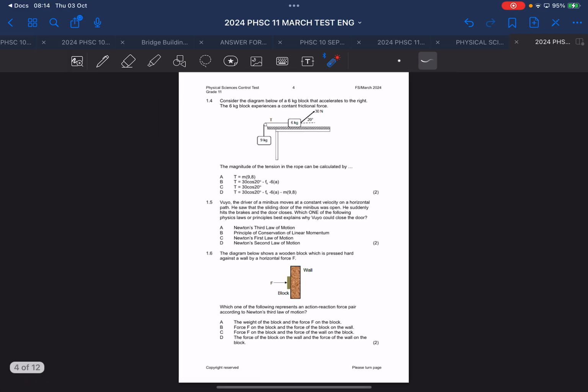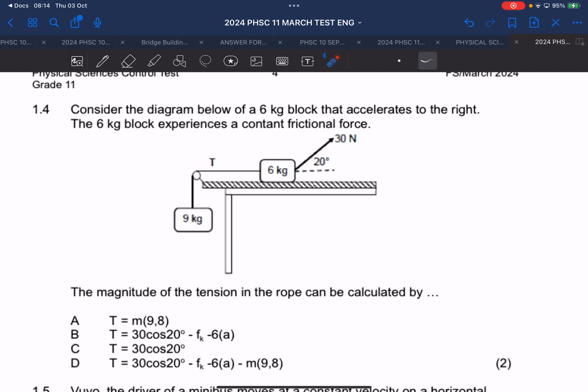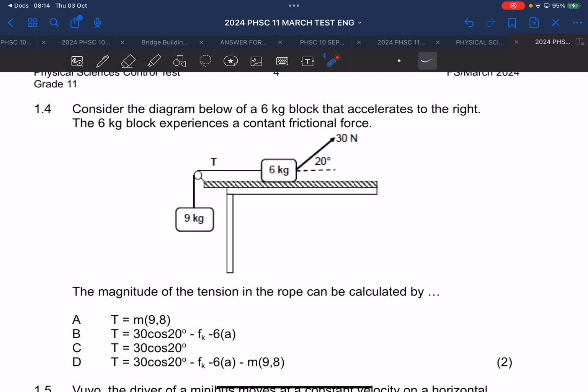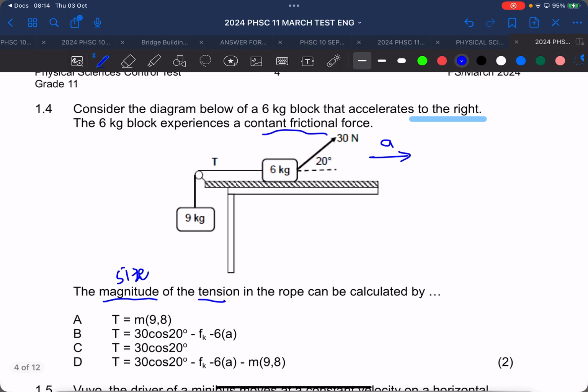Okay, right. Question 1.4 says, consider the diagram below of a 6 kilogram block that accelerates to the right. It accelerates to the right, so it's going this way. The 6 kilogram block experiences a constant frictional force. Show the magnitude. Hope, what does magnitude stand for? The size. The size of the tension in the rope. There's the tension in the rope. Can be calculated by what?